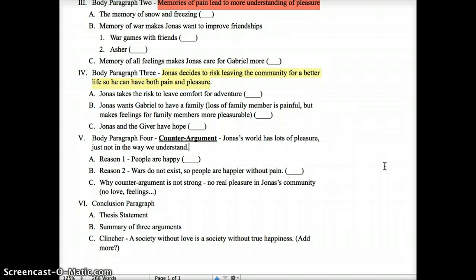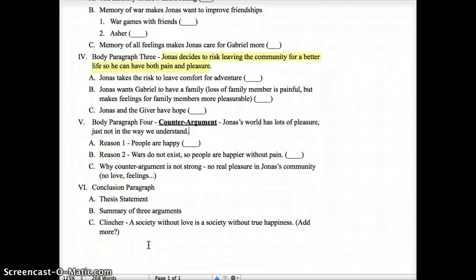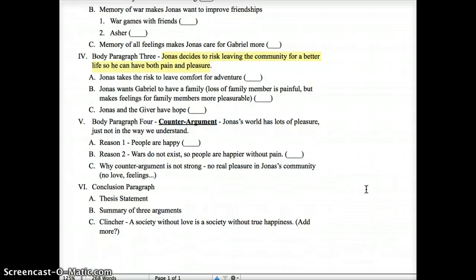And our sixth paragraph, guys, is our conclusion paragraph. Okay, if you look at your notes, you restate your thesis statement, you summarize your three arguments or your three subtopics in different words to make your writing more interesting, and then you end with a clincher. And this is an outline, so I just brainstormed my clincher by saying a society without love is a society without true happiness. And then I put add more, question mark, because I'm not sold on my clincher yet, but my outline is a space for me to brainstorm and think about my ideas before I try to write my entire paper.